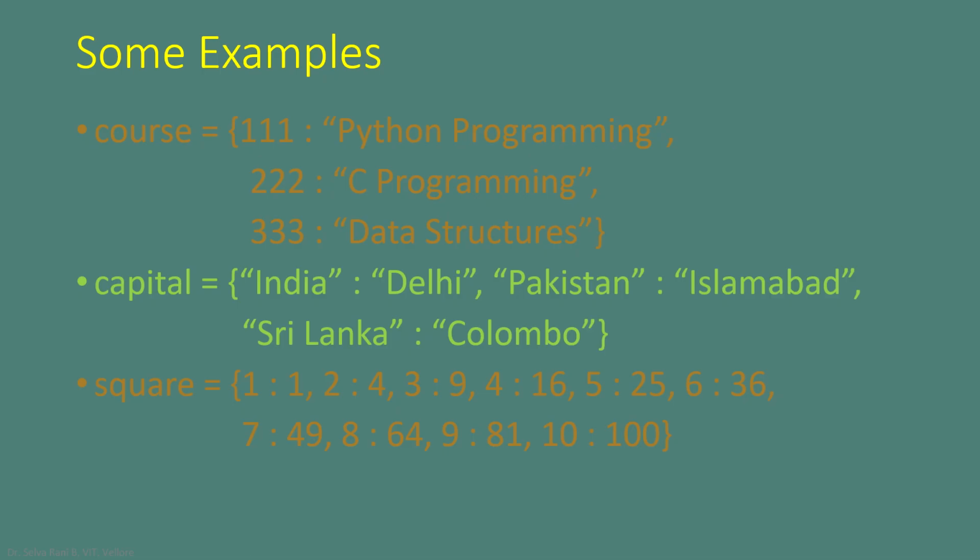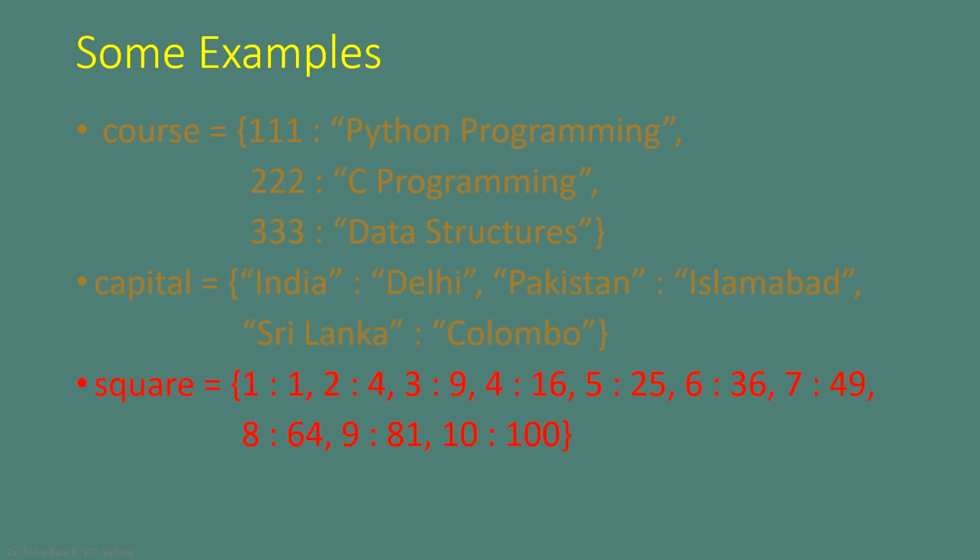Capital is a dictionary which represents the capitals of three countries. For India, it's Delhi. For Pakistan, it's Islamabad. For Sri Lanka, it's Colombo. Since all these things are strings, we enclose them inside quotes. Square is a dictionary which contains the square of the values 1 through 10. 1 is a key, its square is the value. 2 is the key, its square is the value. 3 is the key, its square is the value, and so on.